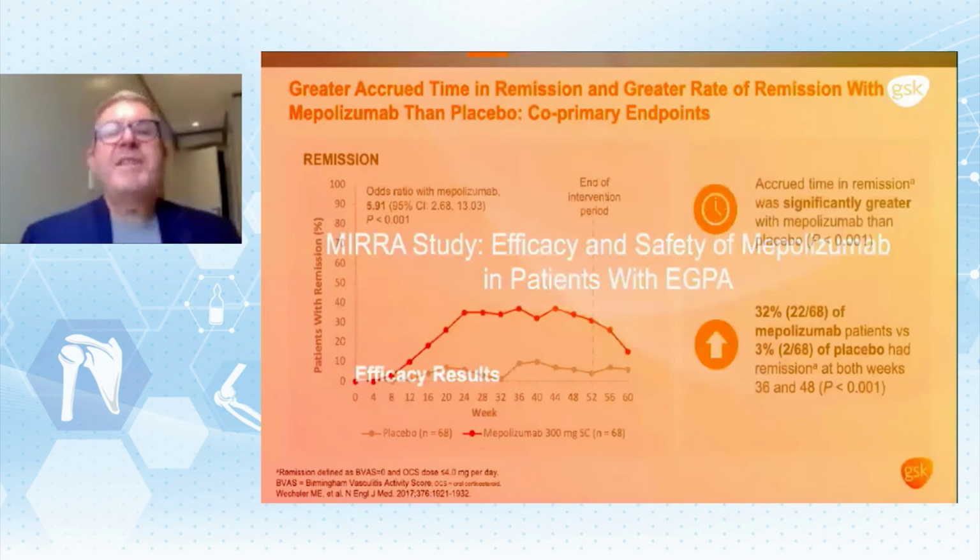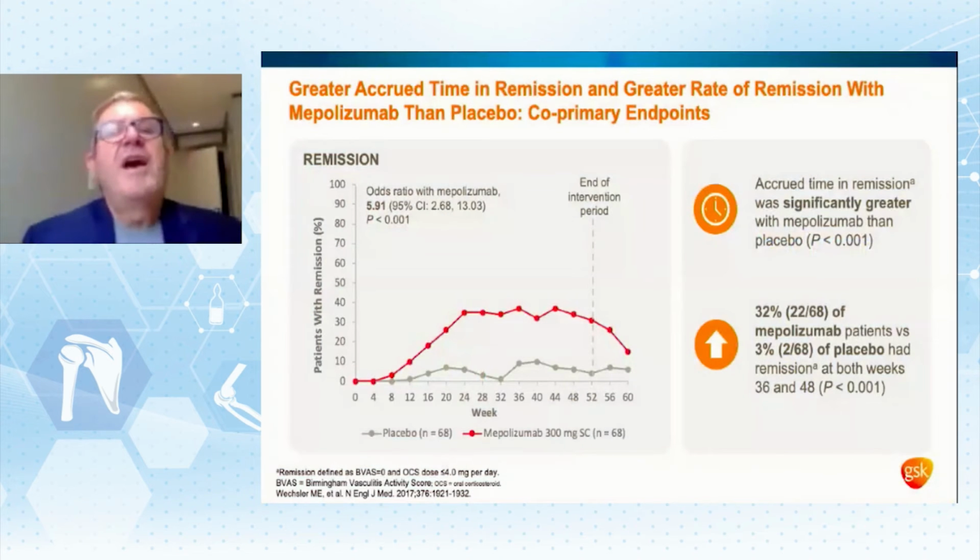What are the results of this study? This is the time to accrued remission. You can see in the red dots the patients that were randomized to mepolizumab, and in the gray dots the patients randomized to placebo. The end of intervention was 52 weeks.